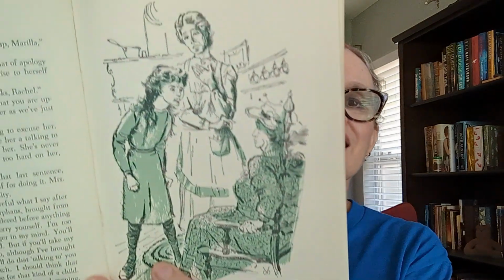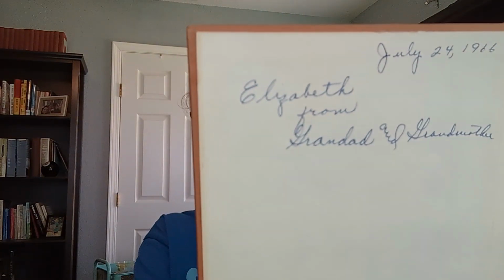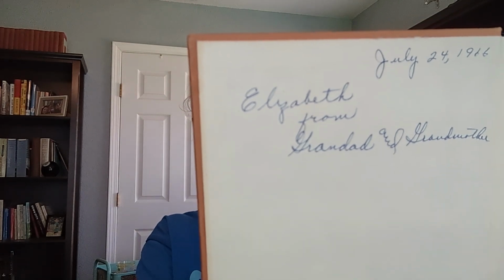This is my copy of the book that I've had since I was a kid, but somebody else had it before me. This is a 1965 edition, although the book was first written in 1908. This one has some nice color plates, and there's an inscription from the previous owner where someone named Elizabeth received this from her grandparents in 1966. I probably got it about 10 years later.